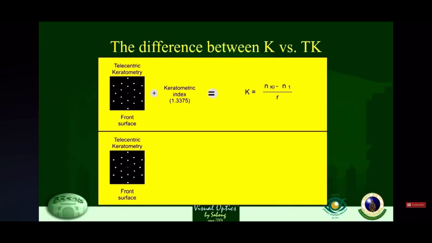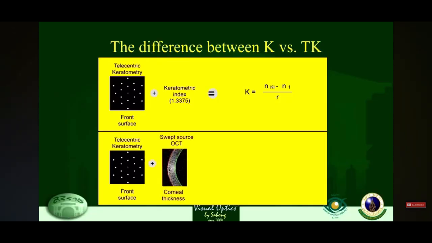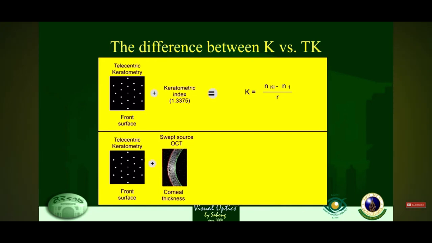But the total keratometry is different. Using the front surface, they also try to measure the posterior cornea by measuring the thickness of the cornea using the swept source OCT. Once you have the front surface and you stack the cornea thickness data on top of it, you model the posterior cornea. This time you have the data of the front and the back surface of the cornea, so you don't need the keratometric index anymore. You can use the real data of the front and the back without any estimation of the posterior cornea, and you end up with a value which most of the time we call the true cornea power.